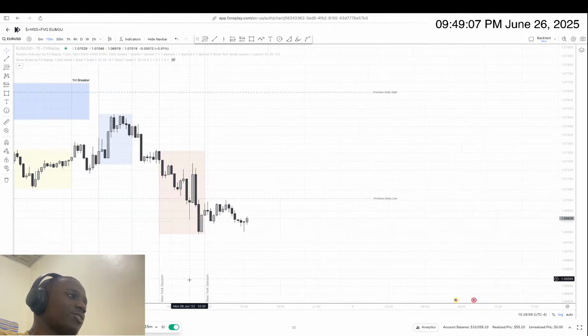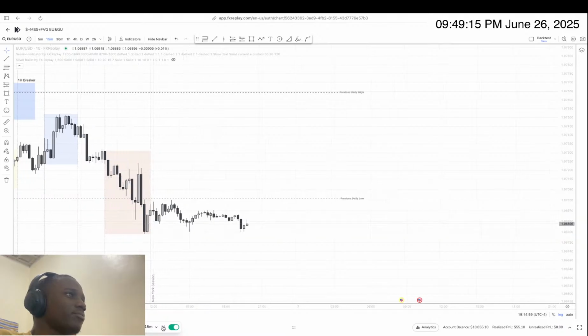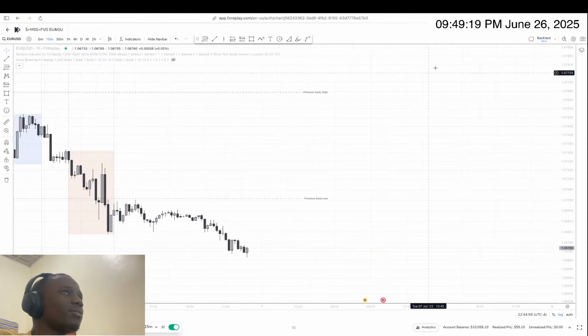So we don't reach the inversion, but yeah, it is what it is. And we create relatively equal lows here. Really good point of liquidity. Boom, we take it out. Anyways, let's go to just the next day.